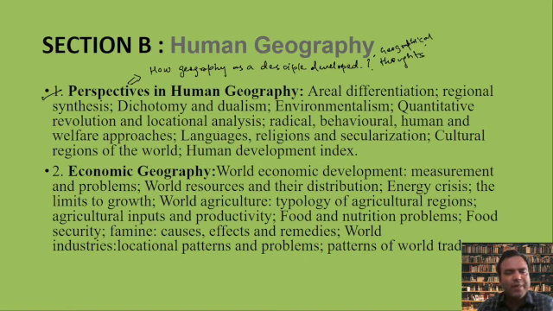The models and theories start emerging, and criticism of the quantitative revolution methods becomes what is called the humanistic, behavioral, and human welfare approach. This is called the radical approach. So in the quantitative approaches, the human angle was neglected. The new branch from the 1970s onwards started focusing on radical, behavioral, and human aspects.